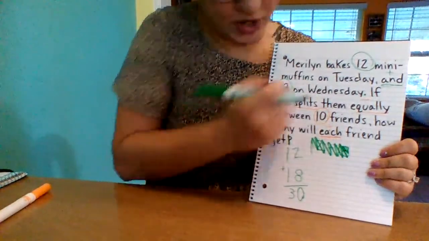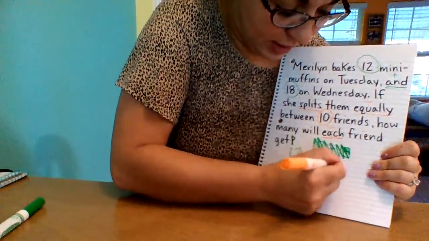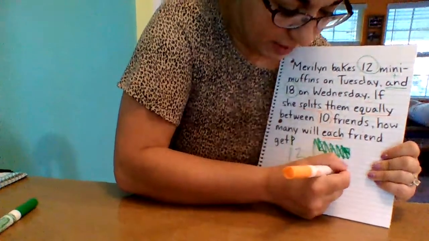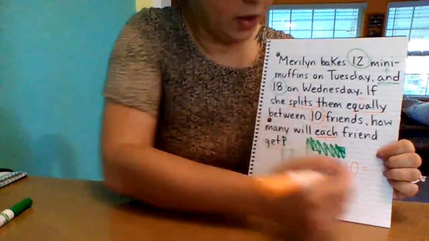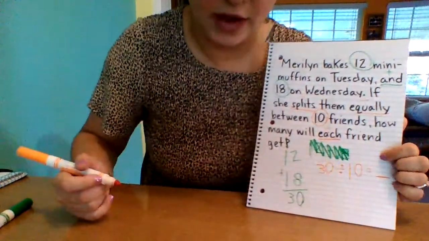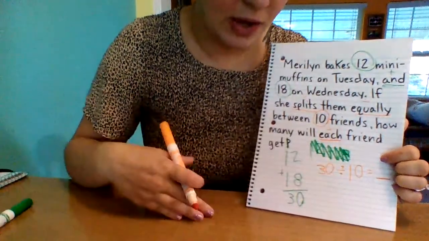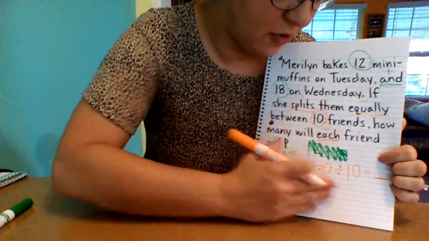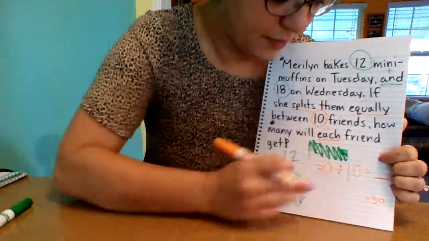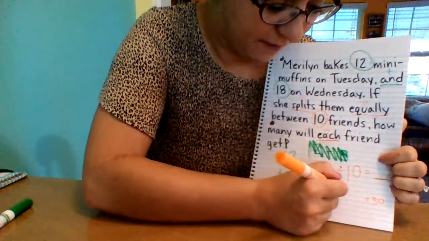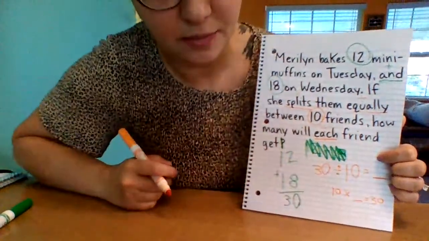And then, right, she splits them equally among 10 friends. So we have 30 divided by 10. Okay. You could use a multiplication fact, let's try that. We just did fact families, right? So you guys know that when you divide, the largest number comes first, but when we multiply, the largest number comes last. And this number would stay a factor. So 10 times what is 30?